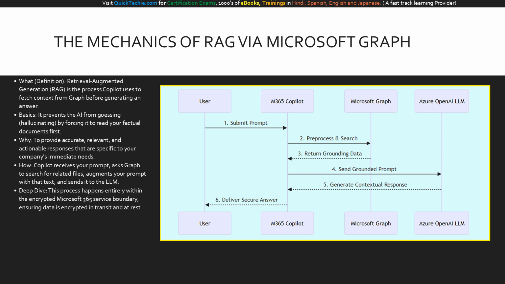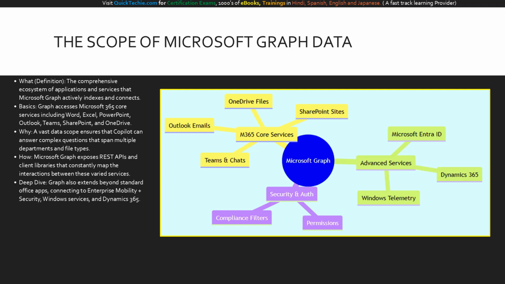This visualization clearly demonstrates that Microsoft Graph is the intelligent middleman that turns a generic AI model into a specialized corporate assistant. To fully leverage Copilot, we must understand the massive scope of data that Microsoft Graph manages. What exactly is in the graph? By definition, it is the comprehensive ecosystem of applications and services that Microsoft actively indexes and connects.